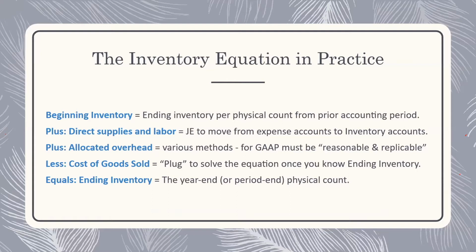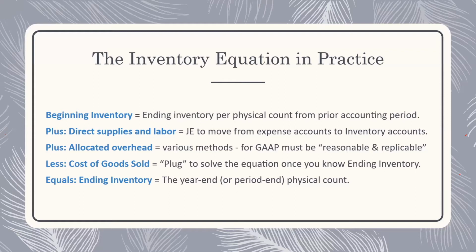Here's in practice, and again, you'll get more of this later, but the overview. Your beginning inventory is your prior ending inventory based on a physical count you did. Then you add in direct supplies and labor. That's going to be a journal entry moving it from the expense account to the inventory account. Then if you're doing it really carefully, you'd add in some overhead. Then you subtract out the cost of goods sold. That's generally just going to be the mathematical number you need to solve for ending inventory.